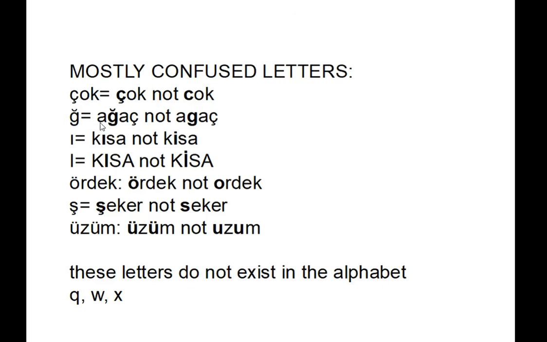This is ğ, it makes the vowel longer. Ağaç, for example, not agaç. This is kısa, not kisa. This is capital I, kısa, not kisa. Don't say that. Ördek, not ordek. This is şeker, not seker. Üzüm, not uzum. So these are the words that you may have some difficulty in pronouncing. And these are the letters that we don't have in the Turkish alphabet, Q, W, and X.